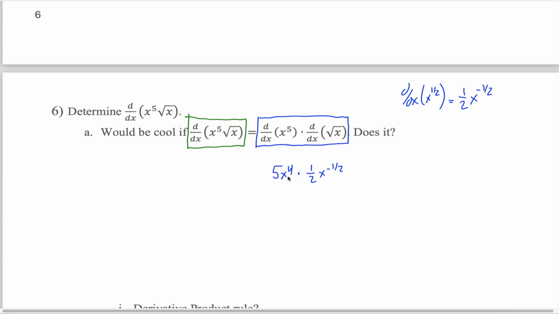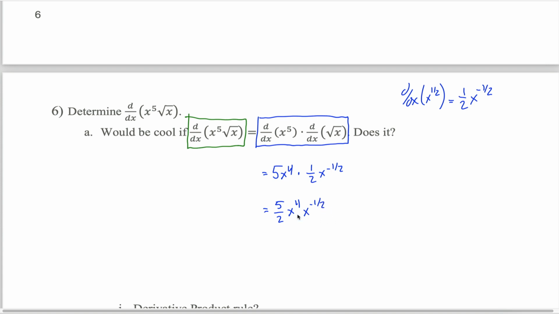The stuff in blue is equal to what we have right here, and what we have right here can be simplified. This is 5 times x to the 4th times 1/2 times x to the negative 1/2. So I can think about it as 5 times 1/2, in other words 5/2, times x to the 4th times x to the negative 1/2.